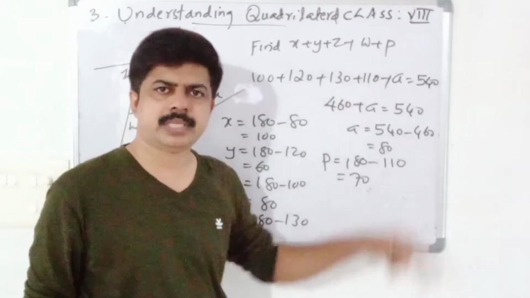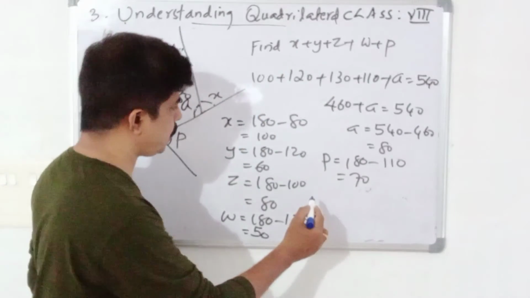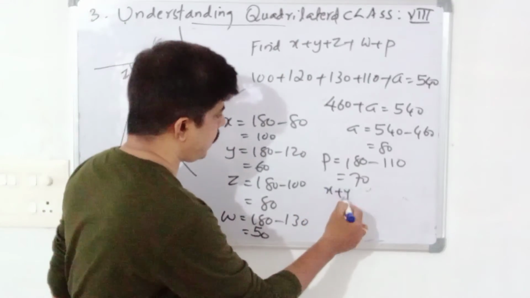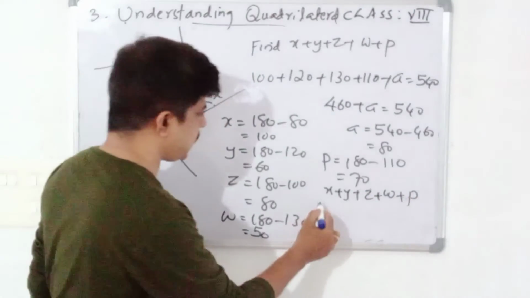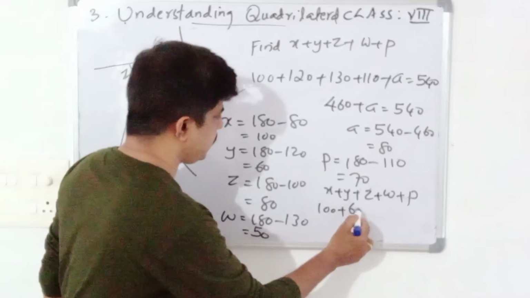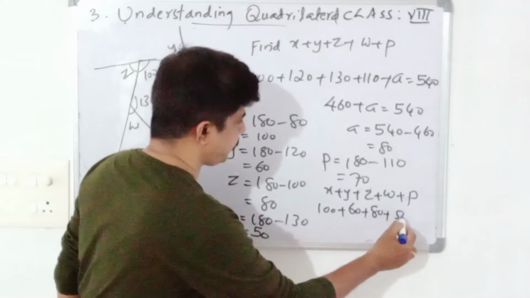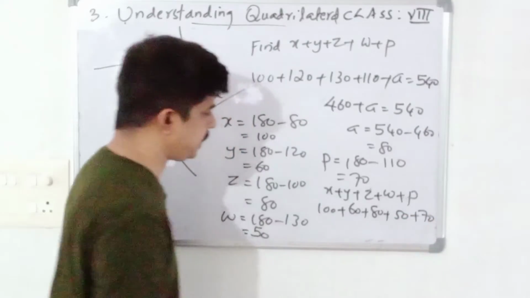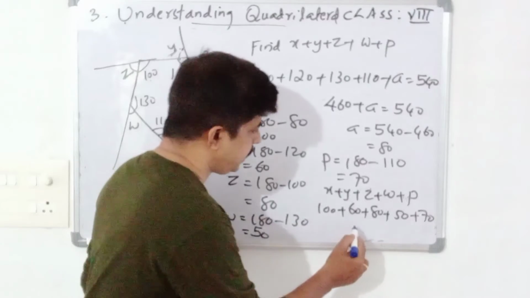We know that the sum of the exterior angles of any polygon is 360. But let us verify and see whether we get 360 or not. x plus y plus z plus w plus p. We have x is 100, y is 60, z is 80, w is 50, p is 70. What will be the sum? 100, 160, 240, 290, 360.